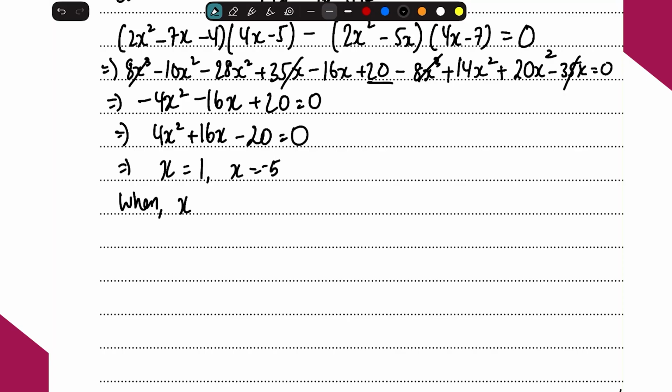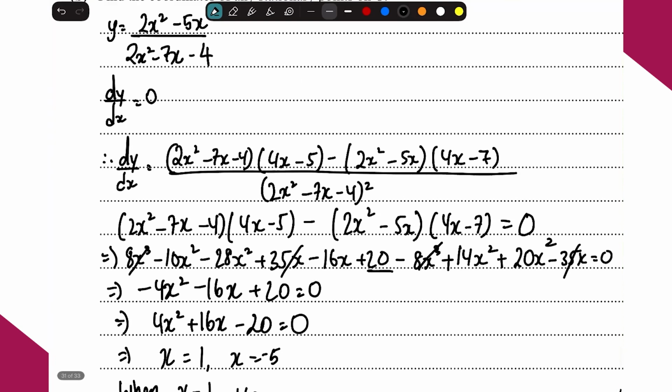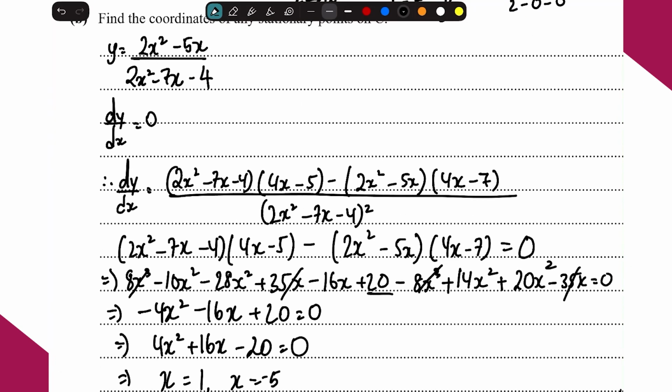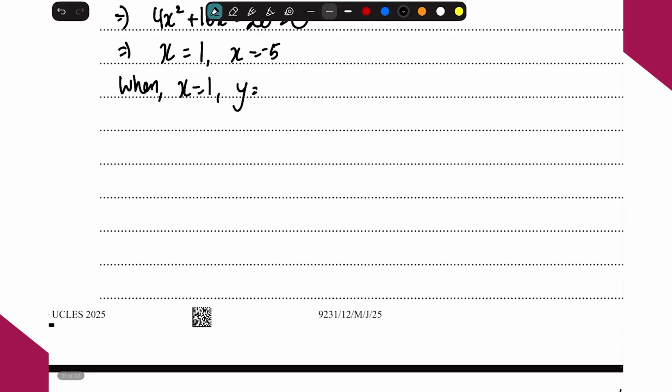So when x equals 1, y is just going to be, I'm going to go back. So what we have is 2x squared minus 5x over 2x squared minus 7x minus 4. Oops, I erased it from the calculator. So my first value of x is going to be 1. y is 1/3.